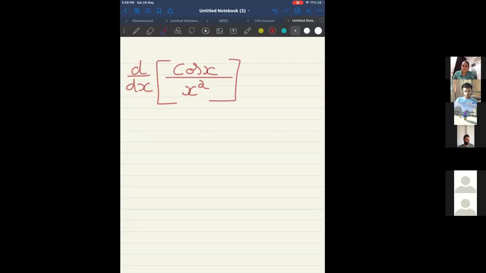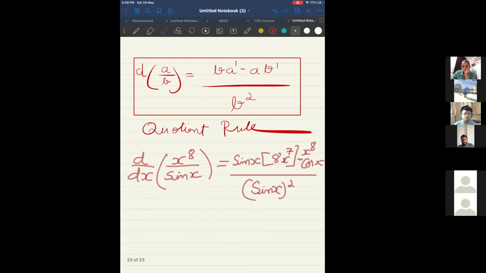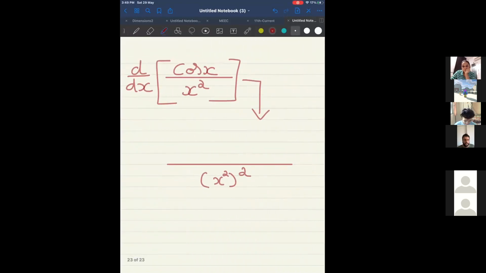Okay, let's start. The first thing you will have to do is denominator square. The denominator is x square, so it will become x square the whole square. And if you look at the formula again, it is denominator into differentiation of numerator minus numerator into differentiation of denominator.